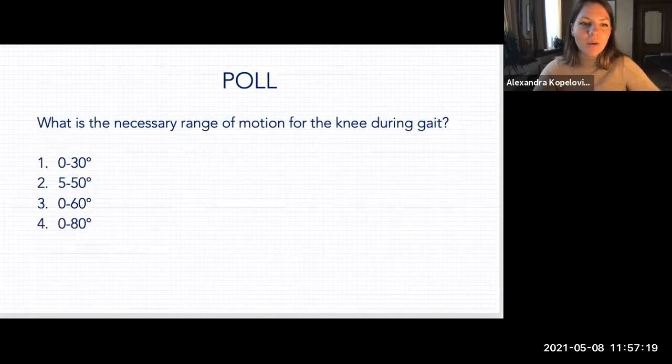So this is everything we covered. Let's see. What is the necessary range of motion for the knee joint during gait? So these are the values we have to know. We're going to report them to the insurance company. So let's get these values down. Is it from 0 to 30 degrees, from 5 degrees to 50 degrees, from 0 degrees to 60, or 0 to 80? I'll give you another 10 seconds to go.